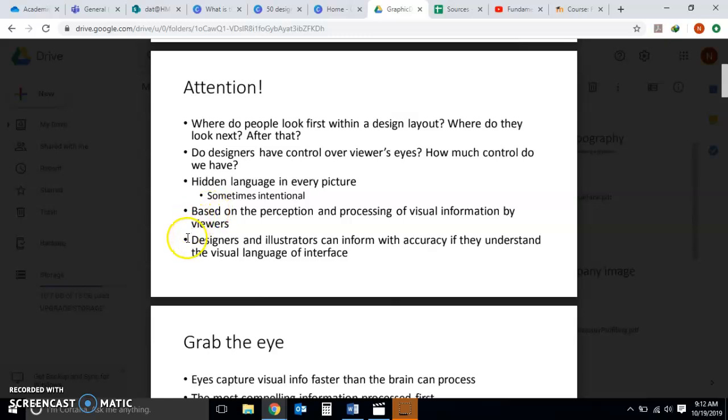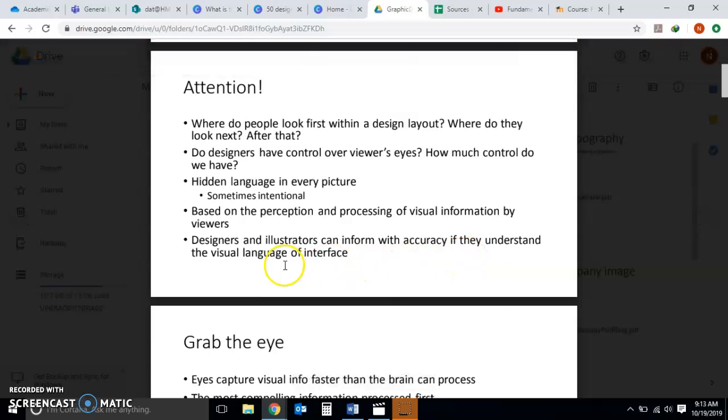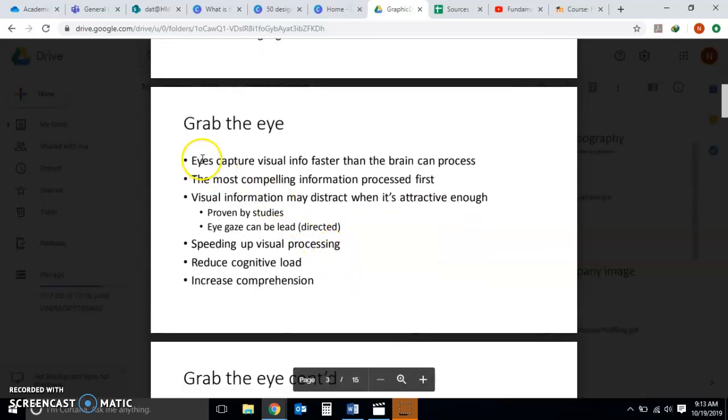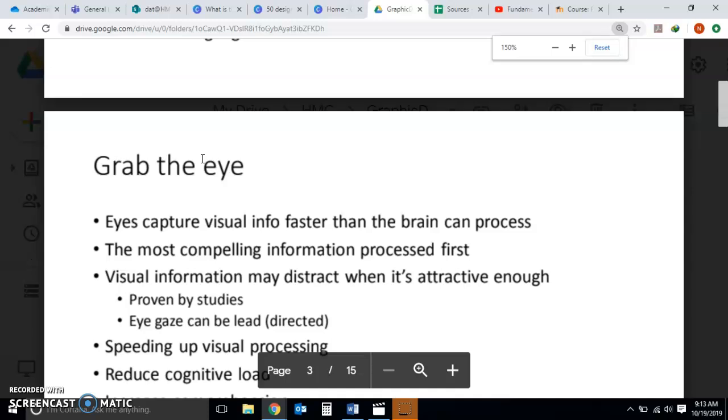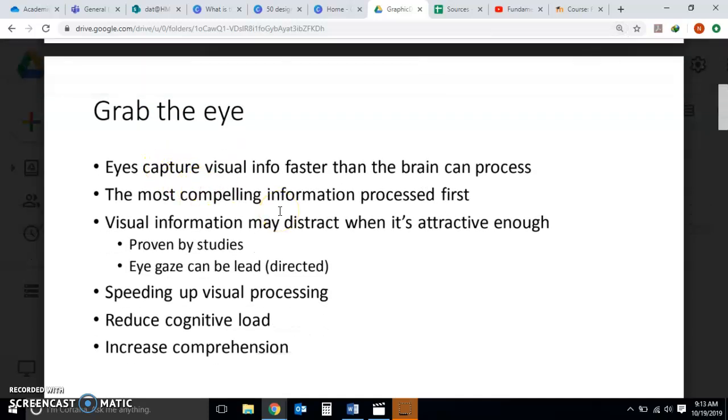So based on the perception and processing of visual information by viewers, right? We, as humans, apparently through research, know that certain things attract the eyes more than others. So as designers, we can then use this knowledge to attract the eyes. Right? Designers and illustrators can inform with accuracy if they understand the visual language of the interface. So this is what we're all discussing today, right? We're discussing grabbing the eye. Okay, now the eyes actually capture visual info faster than the brain can process, right?